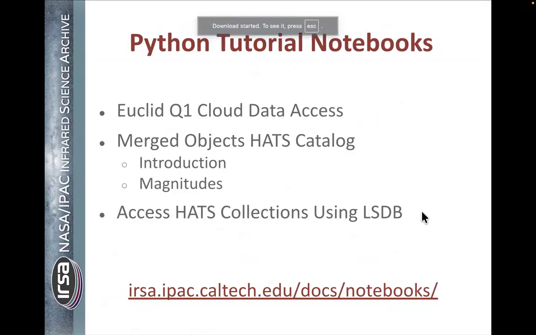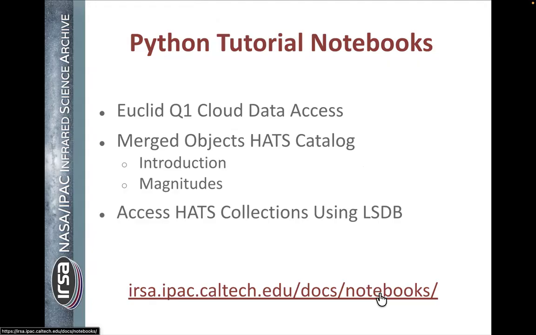IRSA provides a bunch of Python tutorial notebooks covering Euclid Q1 data. The four listed here are specifically related to the on-cloud data. This one teaches general access and gives examples for images and spectra. These three are about the merged objects HATS catalog, which we'll cover in the next video.